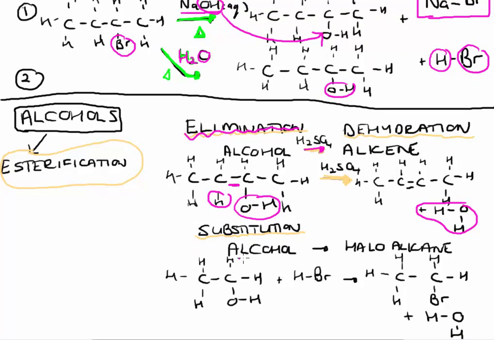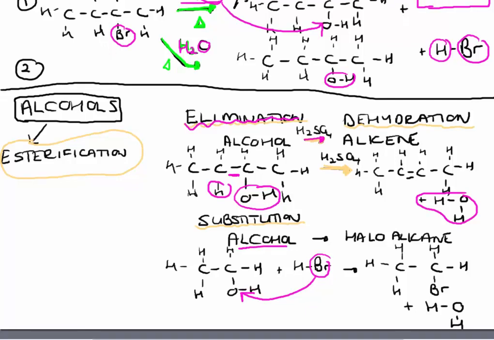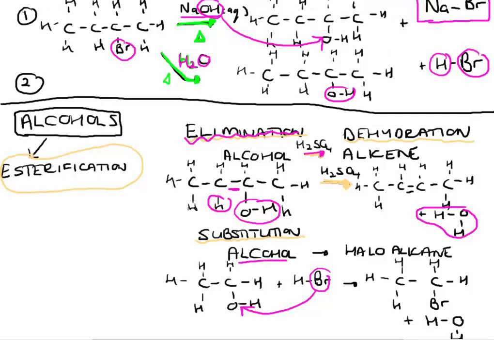And then we have substitution. So if you have an alcohol, it can become a haloalkane. What happens here is we take an alcohol, we add hydrogen bromide as an example, and the bromine is going to attach itself where the hydroxyl group currently is, and the OH that is displaced attaches itself to the hydrogen, and we see the formation of water as a byproduct.